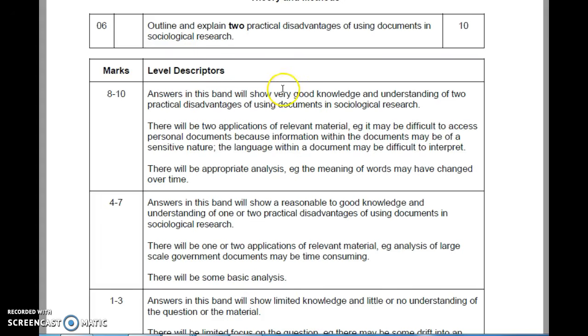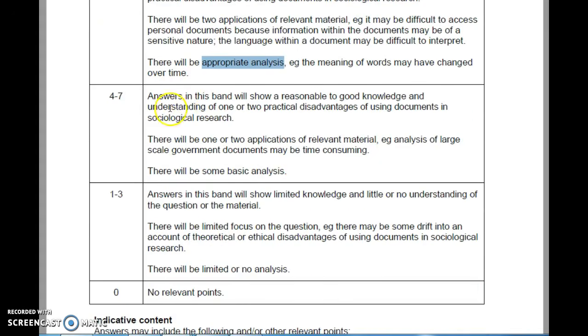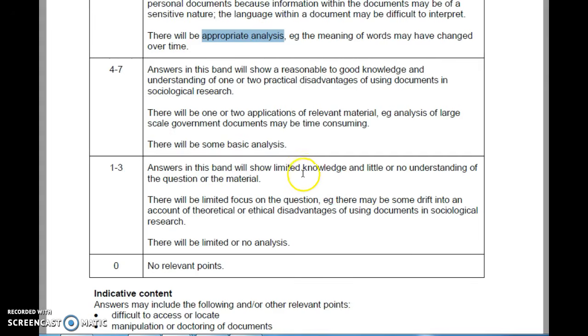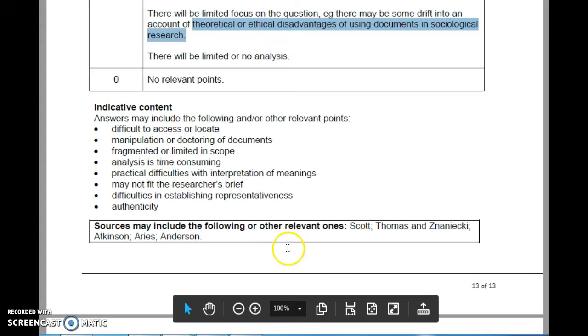Okay, so to get in the top band, you need to have really good knowledge of two practical disadvantages of the documents in research. You had to have two good applications of the material, and you had to have appropriate analysis of both of them. Okay, going down the bands, you could have reasonable to good knowledge of one or two practical disadvantages and two applications of the material with some analysis. And then bottom band, there was very limited knowledge, or they might have drifted into the theoretical or the ethical advantages.